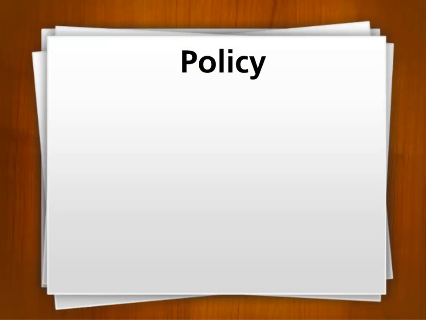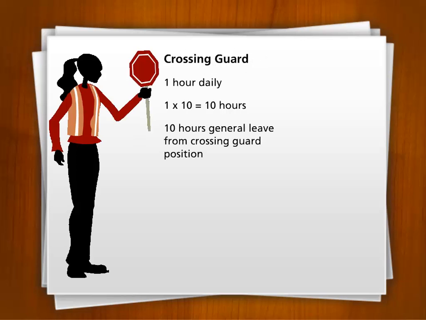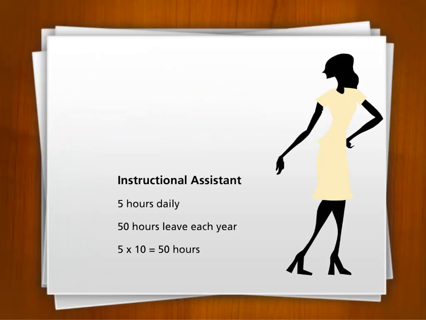Employees who occupy more than one position are only permitted to use the hours of leave time that are accrued in each respective position. Let's look at an example. If Sue works as a crossing guard for 1 hour each day, she accrues 10 hours each year to take from that position. If she also works 5 hours each day as an assistant, she accrues 50 hours of leave each year for that position.